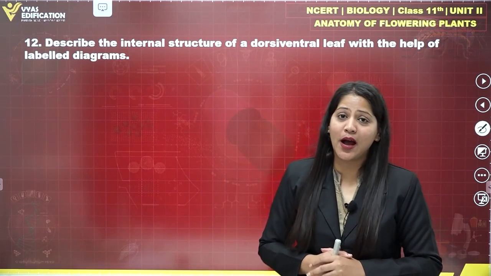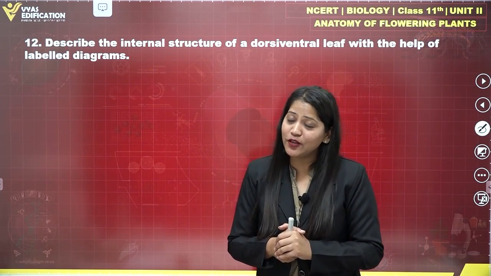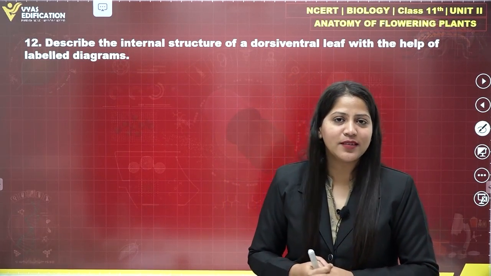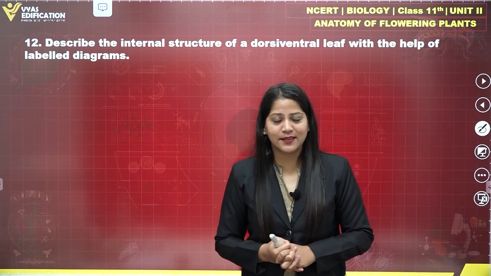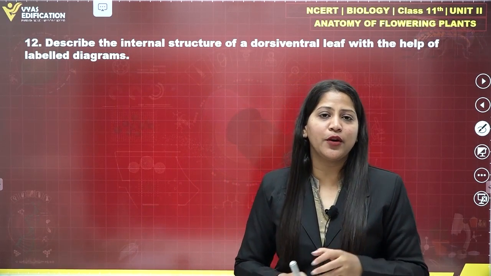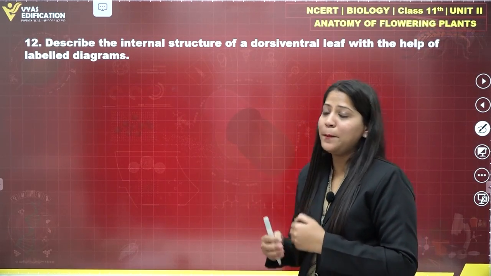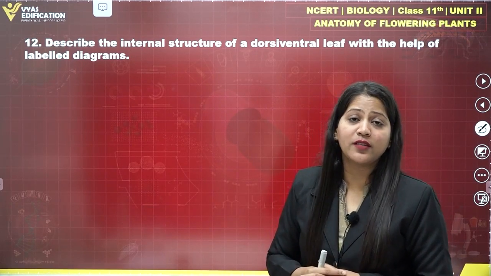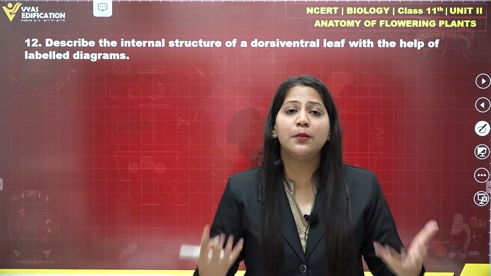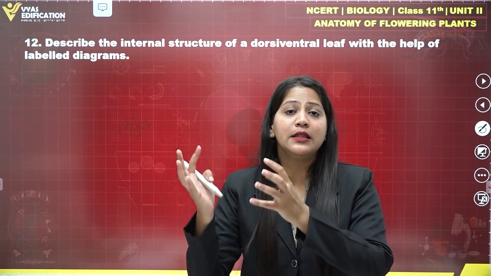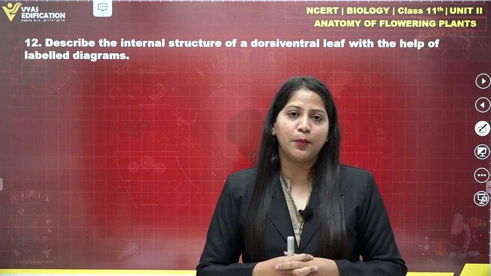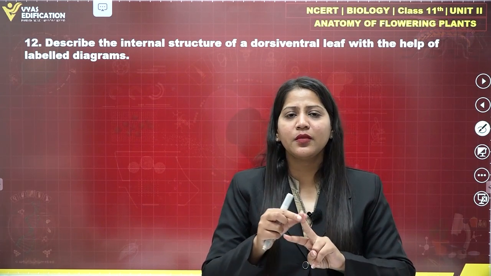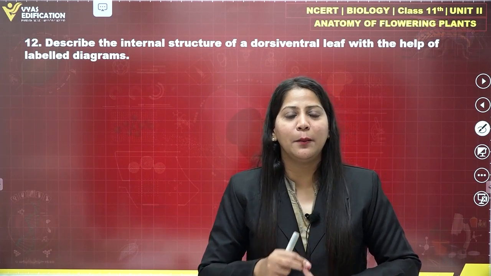So first of all, to answer this question we have to know in which kind of plants the dorsiventral leaf is found. Clearly, dorsiventral leaves are present in dicot plants. If we talk about the internal structure of these dorsiventral leaves, they are composed of three main parts, that is epidermal layer, mesophyll and vascular bundles.